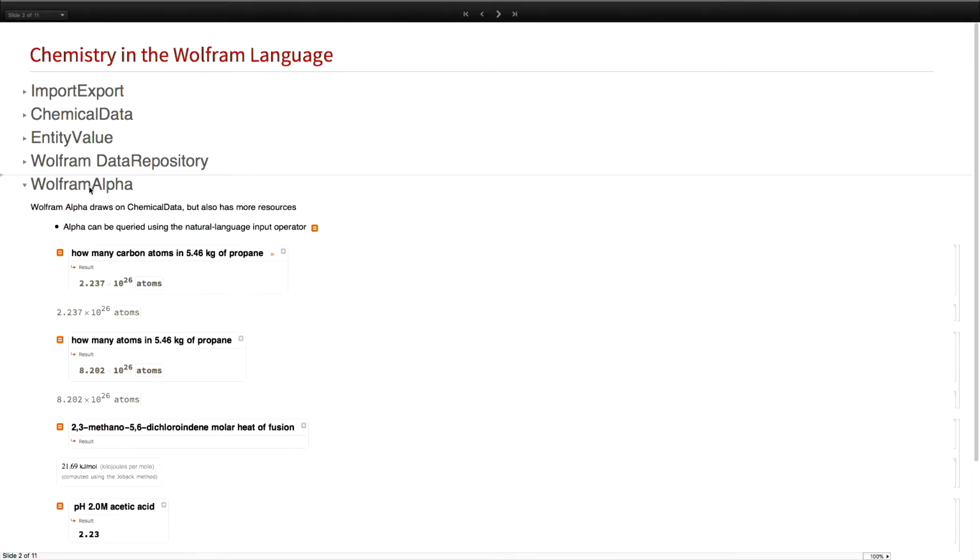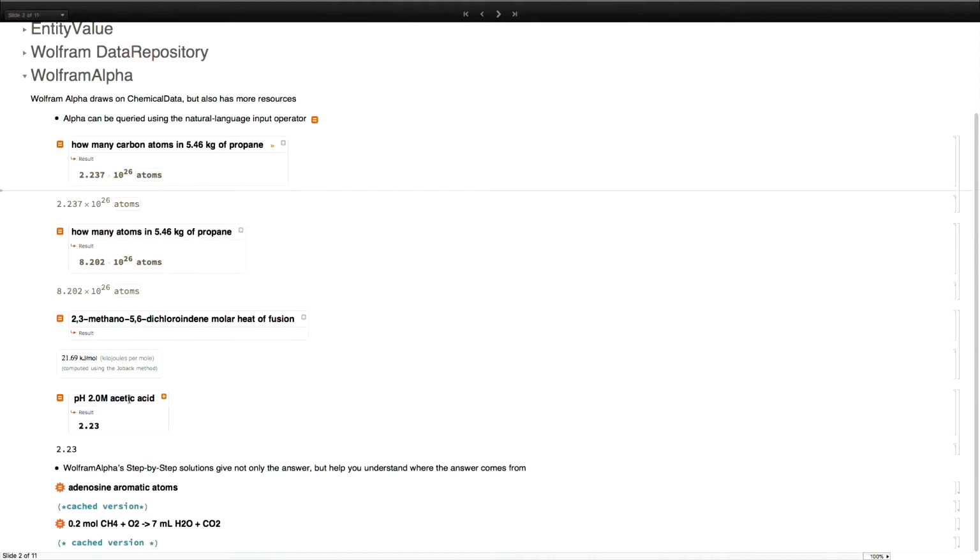And then finally, there's Wolfram Alpha, where you can ask natural language input, like how many carbon atoms in 5.46 kilograms of propane. I recently hooked that one up myself. You could ask, what's the pH of 2 molar acetic acid? You can ask questions that lead to a step-by-step answer.